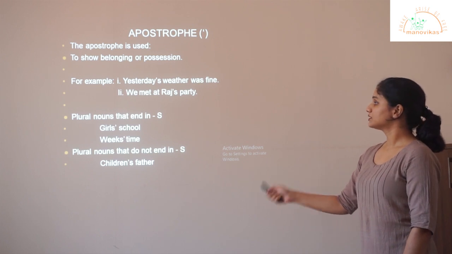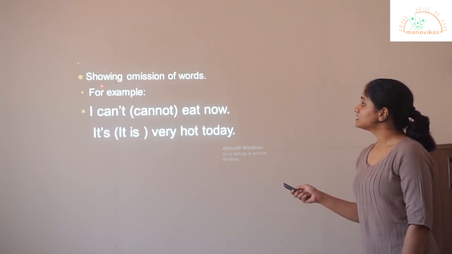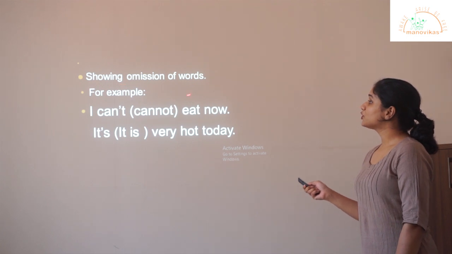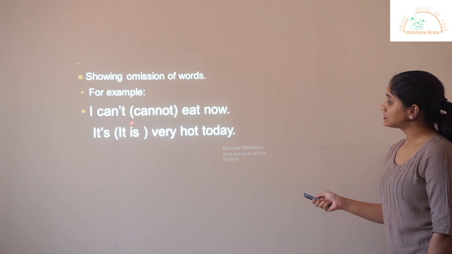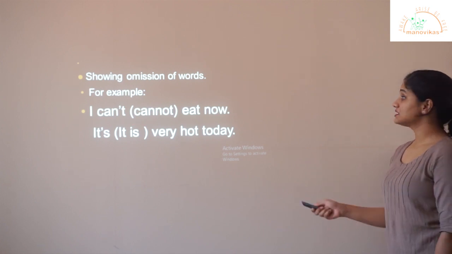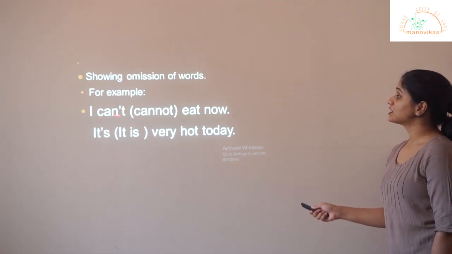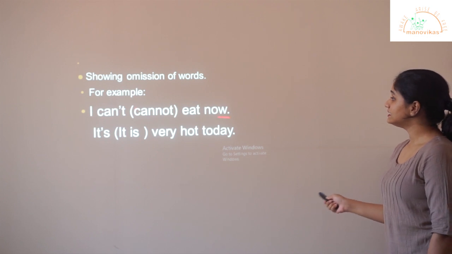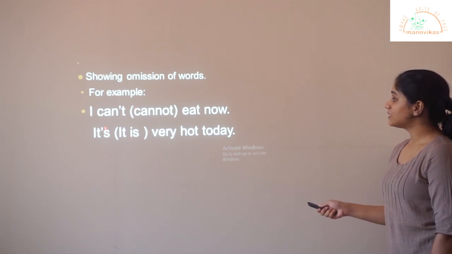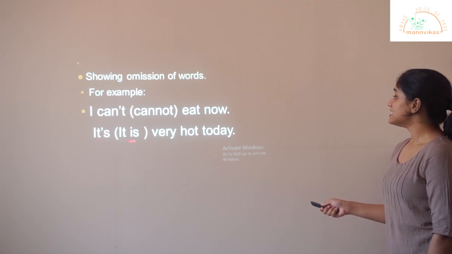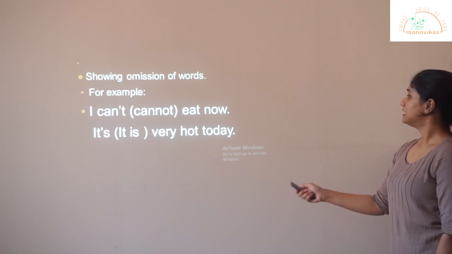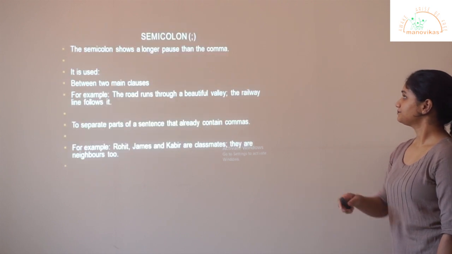Alright, let's move on. The other reason an apostrophe is used is to show an omission of words. For example, words like cannot and words like it is. If you want to shorten them, an apostrophe is used. For example, "I can't eat now." "It is" becomes "it's," and the apostrophe is used after the T. "It's very hot today." Let's move on to the next part.